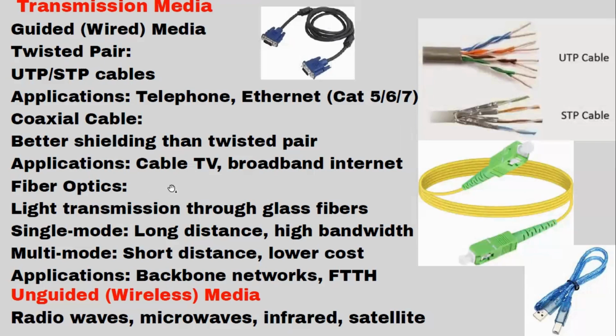It has better shielding than twisted pair. Applications: cable TV, broadcasting systems. It is a different type of communication, because a coaxial cable mainly has shielded copper wire inside. Then comes fiber optics, light transmission through glass fiber. This is very important: whenever the word fiber optics comes, it is light transmission through glass fiber.